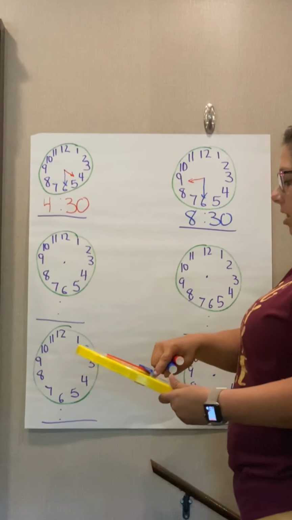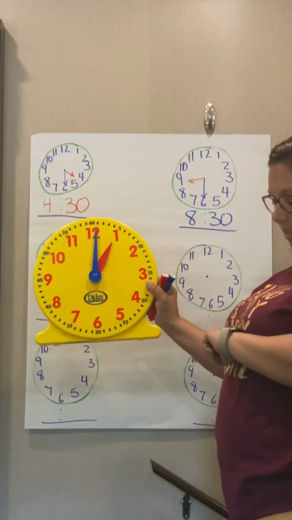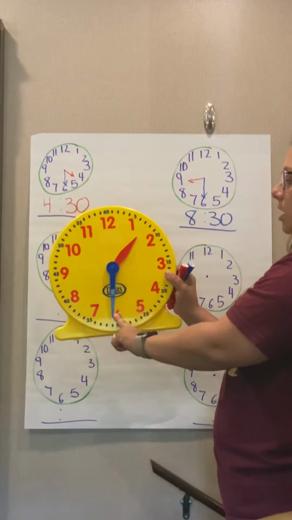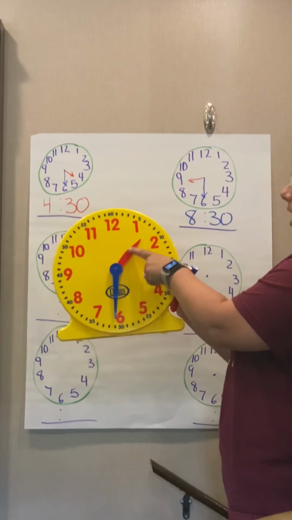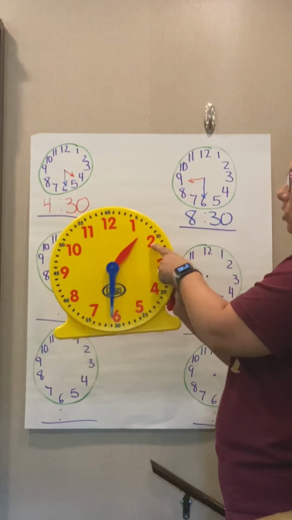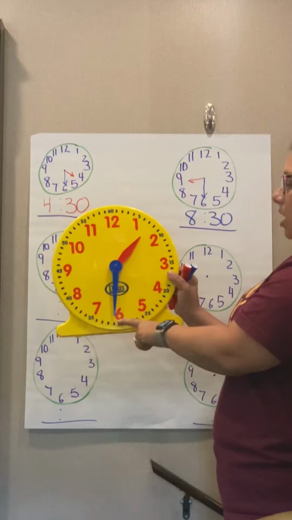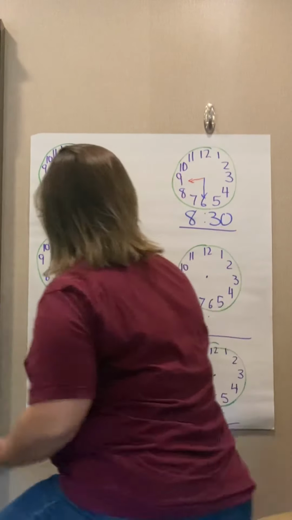Let's look at our clock now. Mrs. Pelkey's clock says it's 1 o'clock. And now it is 1:30. My hour hand is going to be going between the 1 and the 2. It's not to 2 o'clock yet. It is 1:30. Let's draw that on our paper.